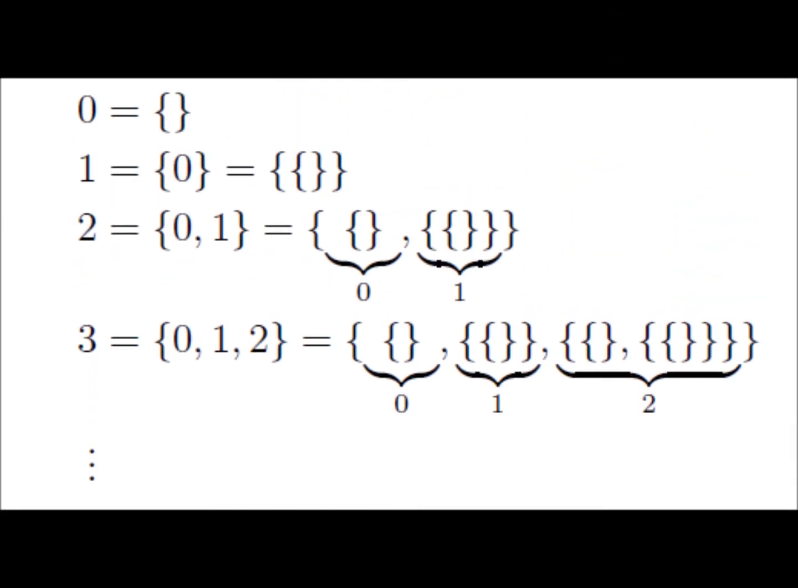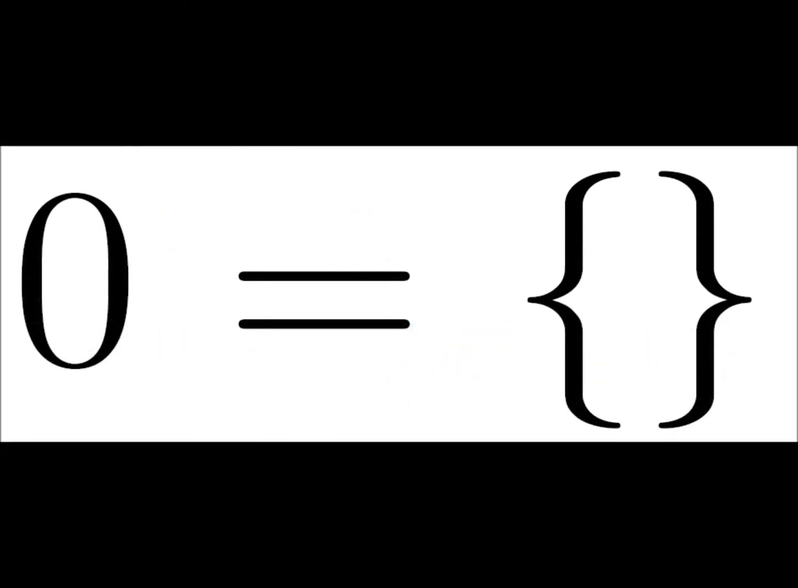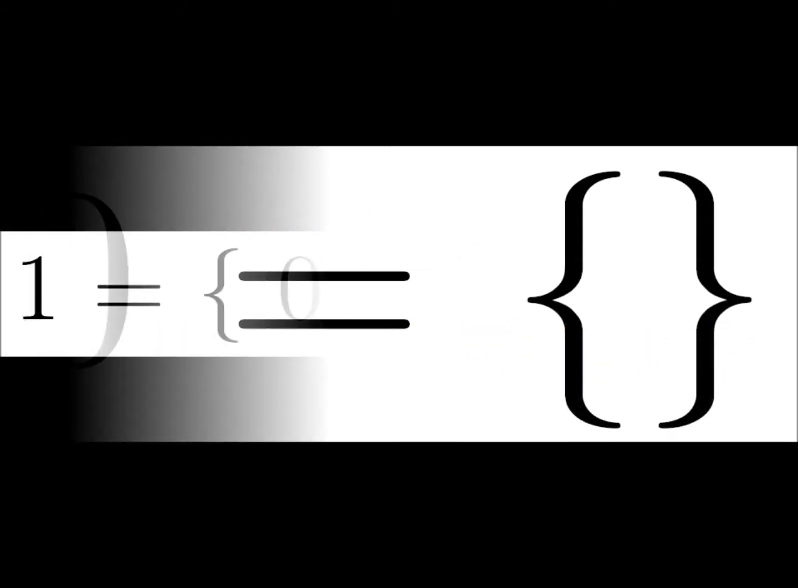A mathematician named John von Neumann proposed that we could make every number by starting with the empty set, or the set with nothing in it, and sort of climbing our way up a ladder like this. It looks confusing, but let's take it step by step. The number 0 is going to be the empty set, denoted by the empty braces. Then the number 1 is the set containing 0, which, because 0 is the empty set, the number 1 is the set containing the empty set.